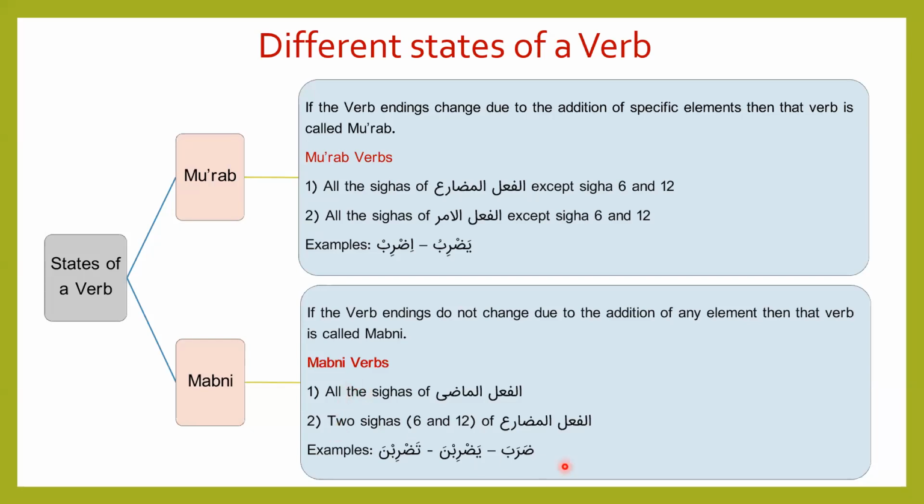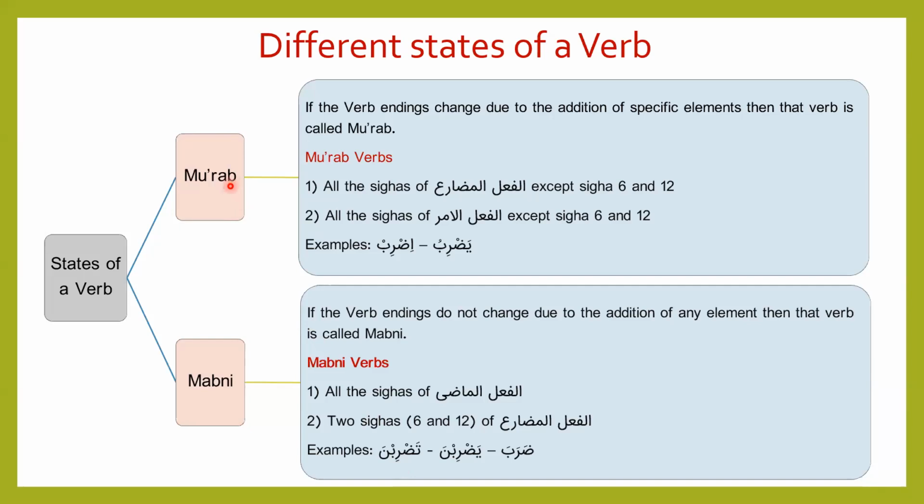And if you remember, the fi'l mudari, sigha number 6 and 12, I told you these are mabni as well. So the example of fi'l madi is daraba. And yadribna and tadribna are the two examples of fi'l mudari, sigha number 6 and 12. So daraba, yadribna, tadribna: these fi'l are mabni. Okay, now it is finished.